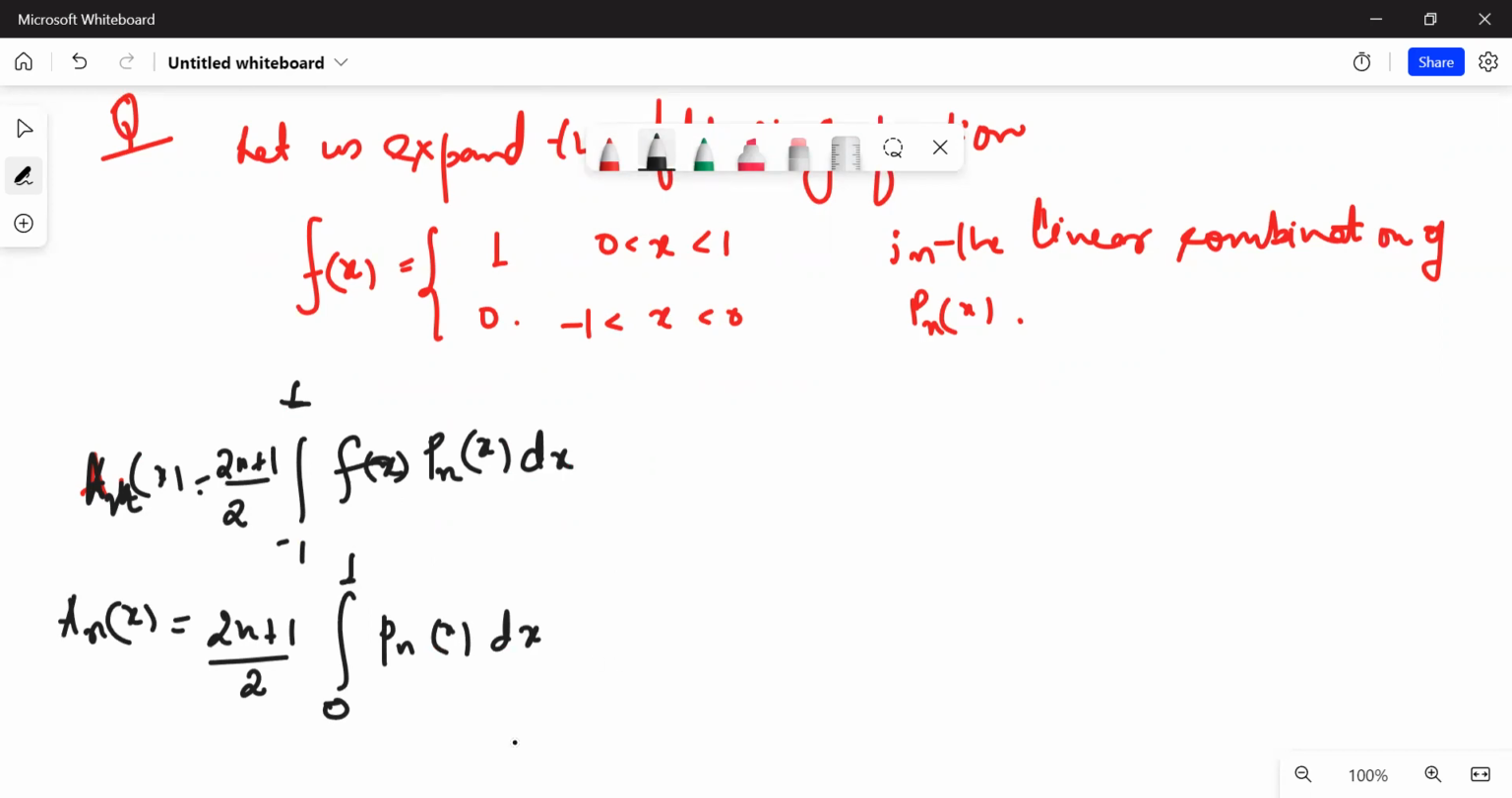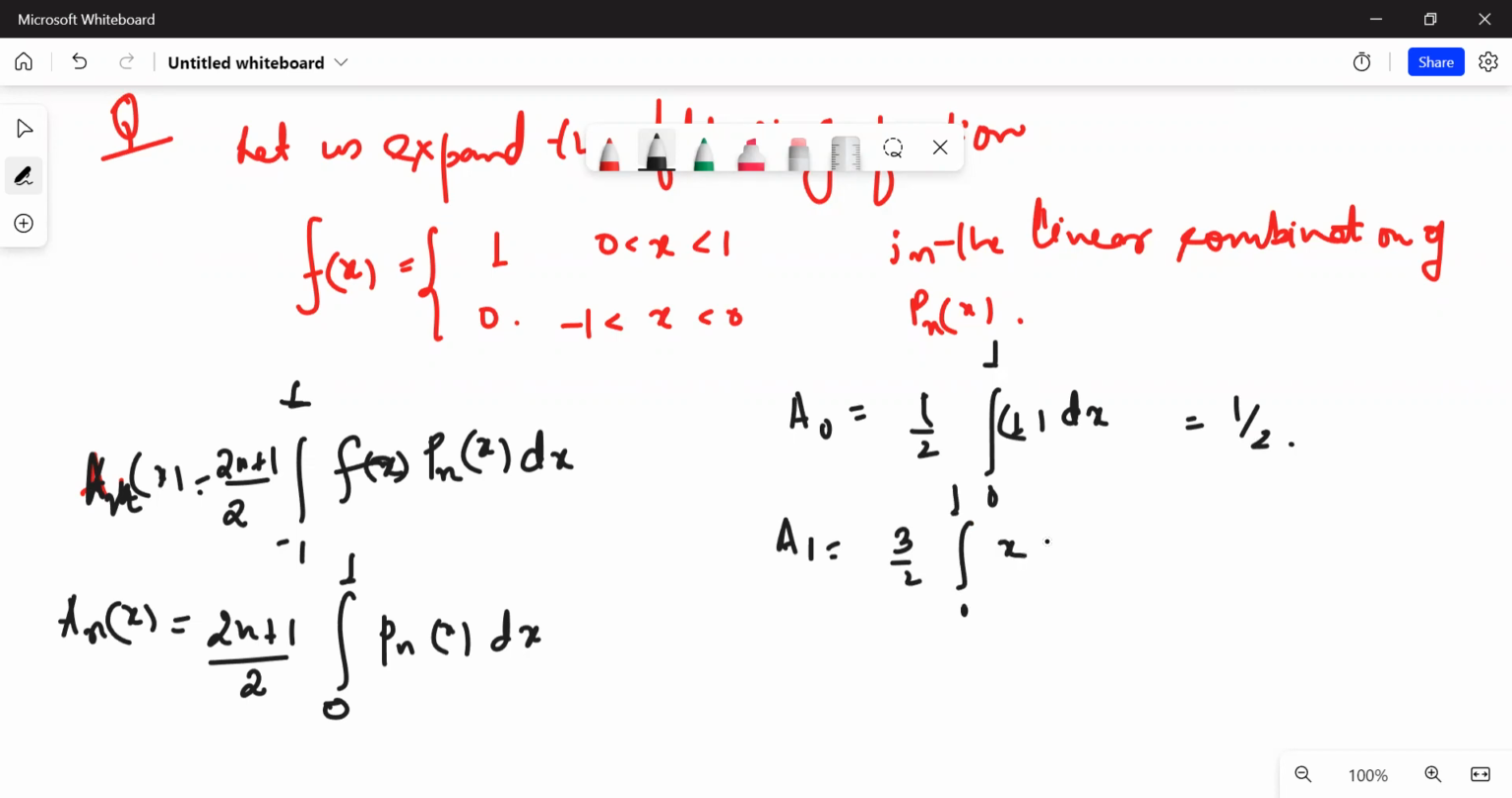Now, if I want to find the different a_n, I'll write first a_0. a_0 will be equivalent to 1 over 2, integration from 0 to 1, and P_0 is simply 1. So a_0 will be simply 1 by 2. What would be a_1? a_1 would be 3 upon 2, integration from 0 to 1, x dx. So this will be 3 by 4.